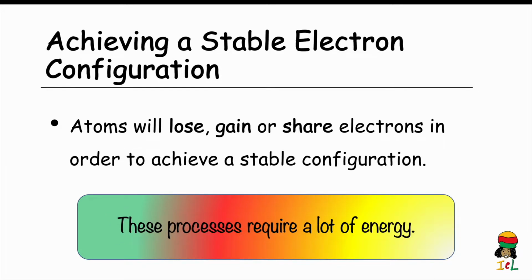How do atoms achieve a stable electron configuration? Well, they do so by either losing, gaining, or sharing electrons. When an atom loses, gains, or shares one electron, the process requires a lot of energy. Note that an atom will take the route of least energy as it bonds to become stable. We will discuss this point in detail during the lesson.